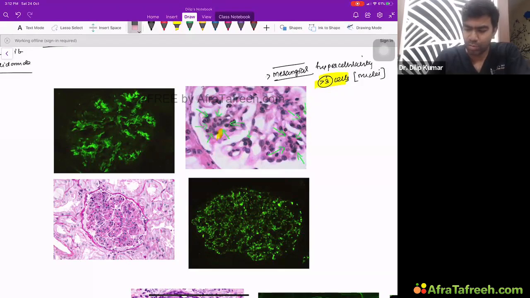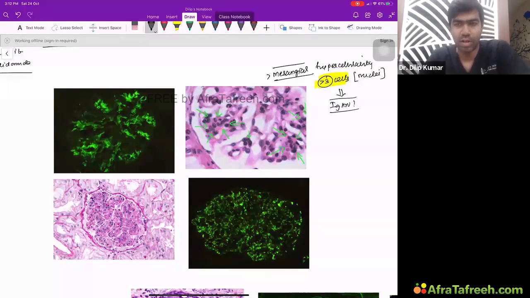Suppose you talk about mesangial hypercellularity, is it specific for IgA nephropathy? Answer is no, but usually in the exam it will be IgA nephropathy whenever they give this kind of mesangial hypercellularity. But I don't really think this is a very specific finding for IgA nephropathy. You can see it in many other conditions as well.